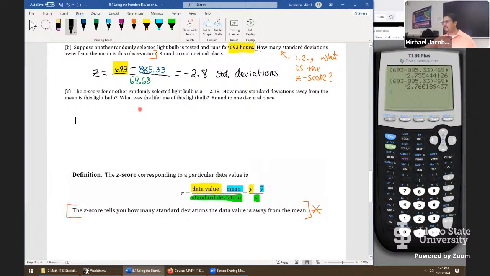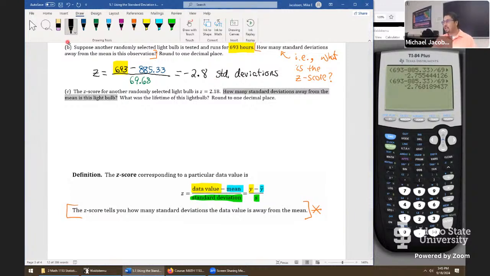Okay, sorry, let me restart my thought. When they said the Z-score for another light bulb is 2.18, what they really told us right out of the gate is the number of standard deviations it is away from the mean. So this question here, admittedly, is silly. I don't think I would ask that a bunch of times on quizzes or exams. But if they ask how many standard deviations it is away from the mean, it's just the 2.18.